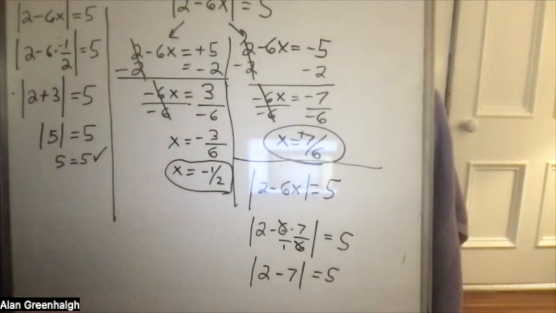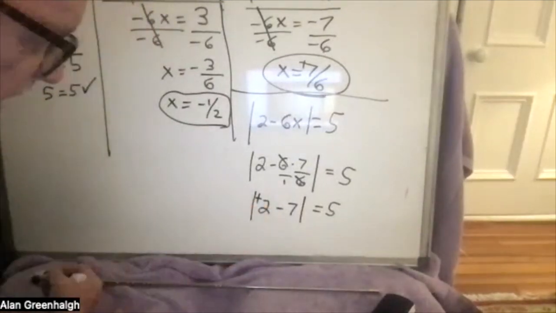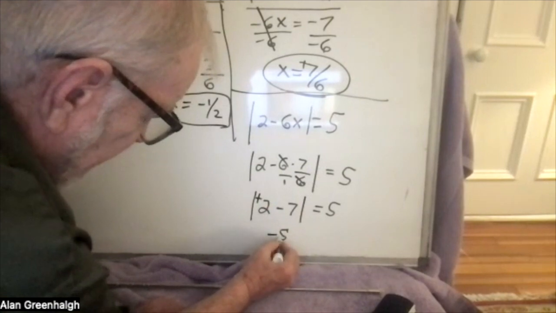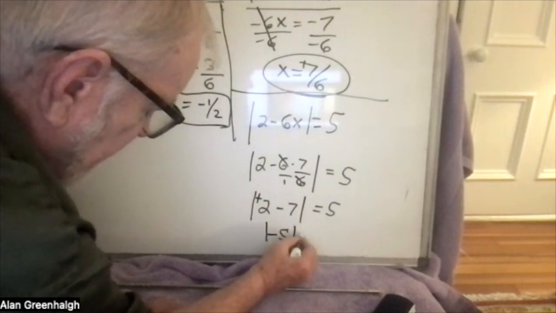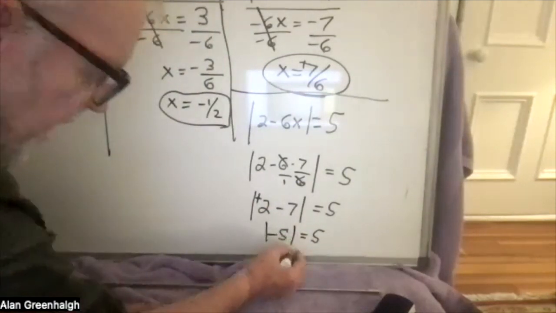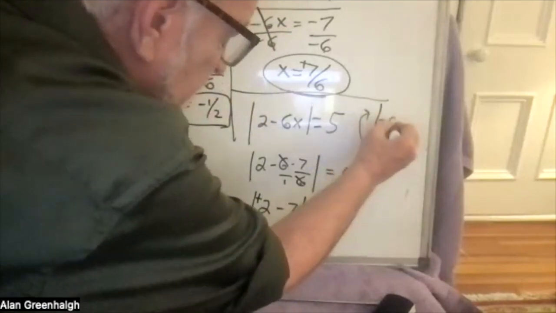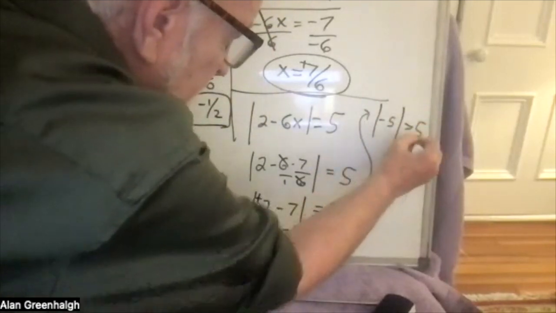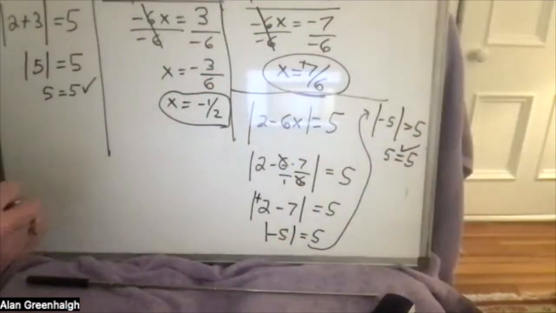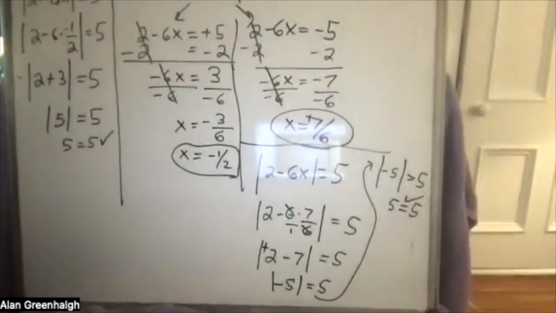Yeah, this looks pretty good. This is a positive 2 and a negative 7, which is a negative 5. It's the absolute value of negative 5. And the absolute value of negative 5, of course, is 5. 5 equals 5. That's it. There's the complete problem from beginning to end.